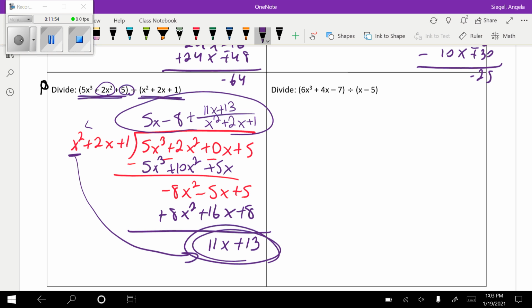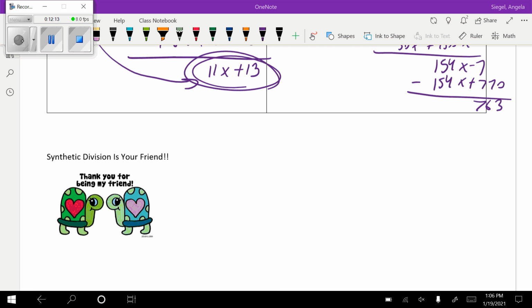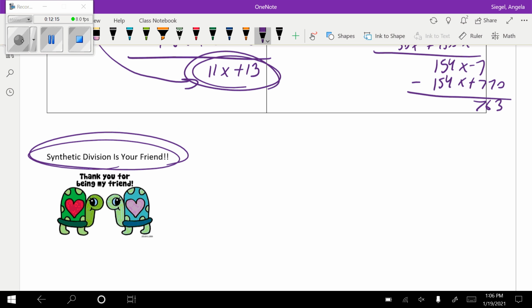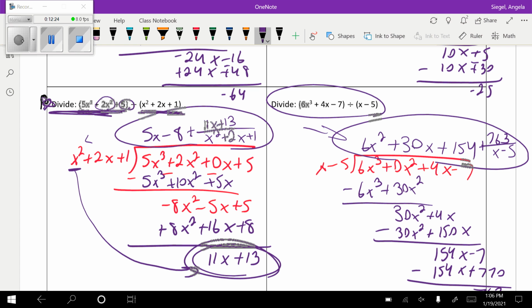So go ahead and do this last one. Okay, so your final answer should be 6x squared plus 30x plus 154 plus 763 over x minus 5. So in tomorrow's lesson, we are going to learn about synthetic division, and it's going to be so much easier, but we have to learn it this way because for these types of problems here, you can't do it using synthetic division. So anyway, we are done.